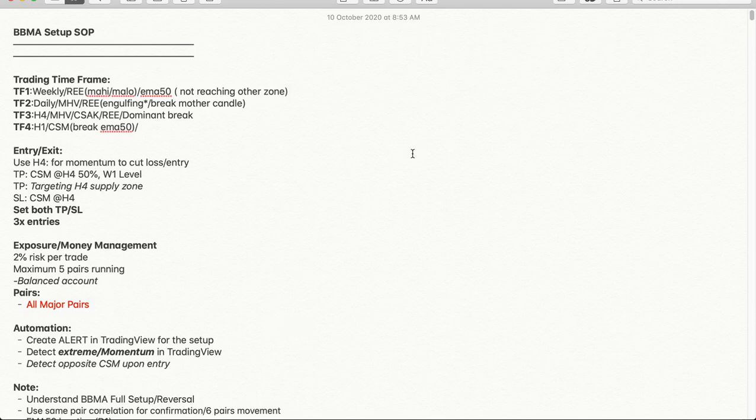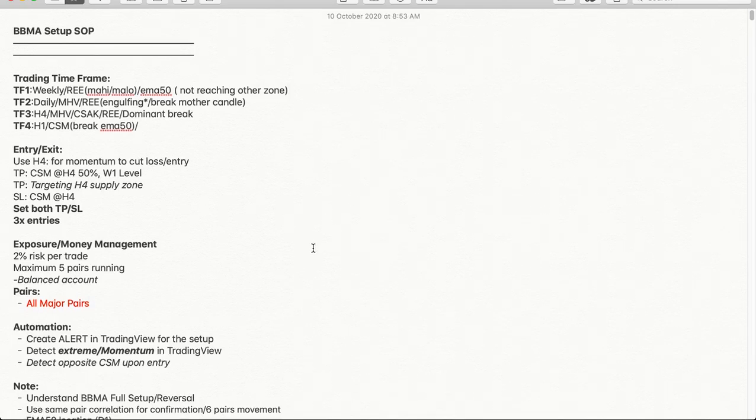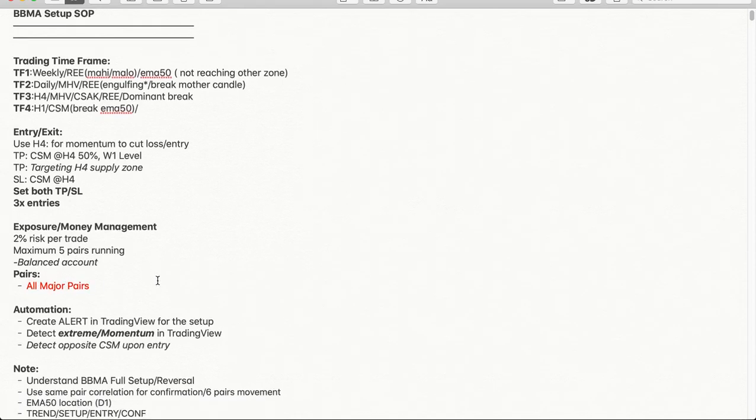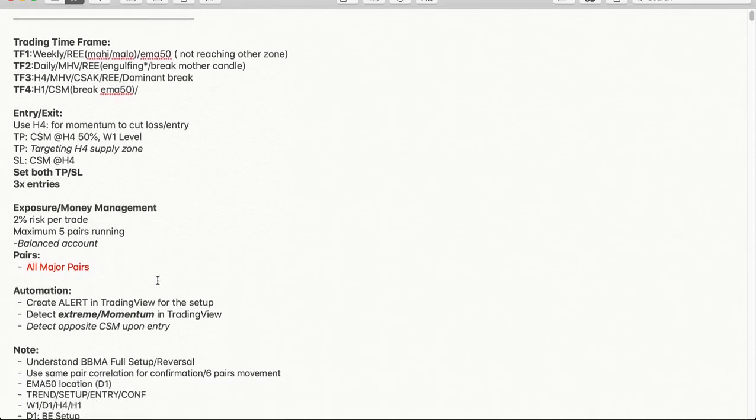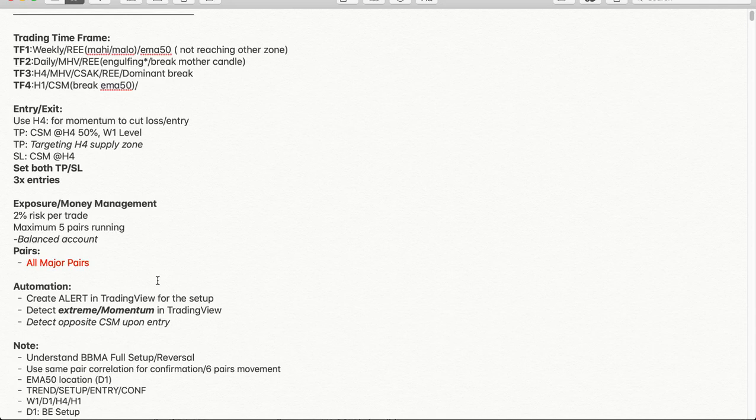We trade with 4 time frames: weekly, daily, H4 and H1. Our entry and exit will be in H4. Our trade risk is 2% per trade. We trade only major pairs, and we use TradingView for our automation. We can detect BBMA setups using our custom indicator.